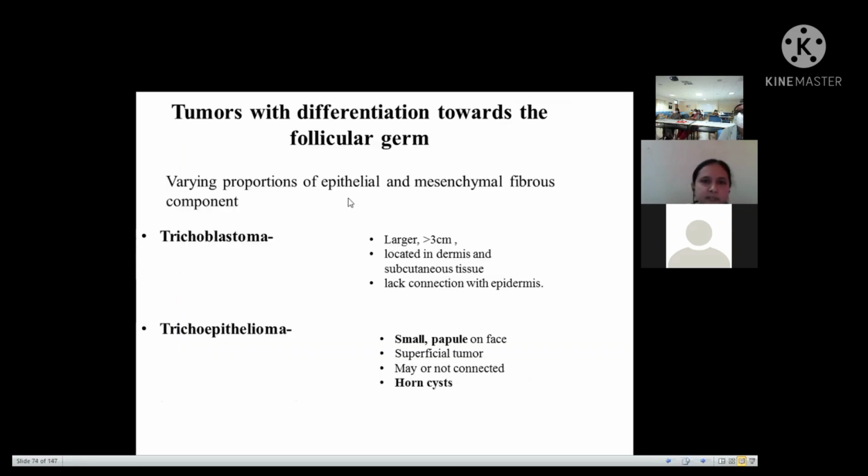The tumors with this type of differentiation are only two varieties, that is trichoblastomas and trichoepitheliomas. Distinguishing these two tumors is very difficult because they exist on a spectrum. But sometimes whatever name we give these tumors really doesn't matter because both are benign. We call them trichoblastomas when they are very large and located deep in the dermis, and they usually lack connection with the epidermis. We call them trichoepitheliomas when they are very small, like in this case, a small papule, superficially located in the dermis and with plenty of horn cysts.